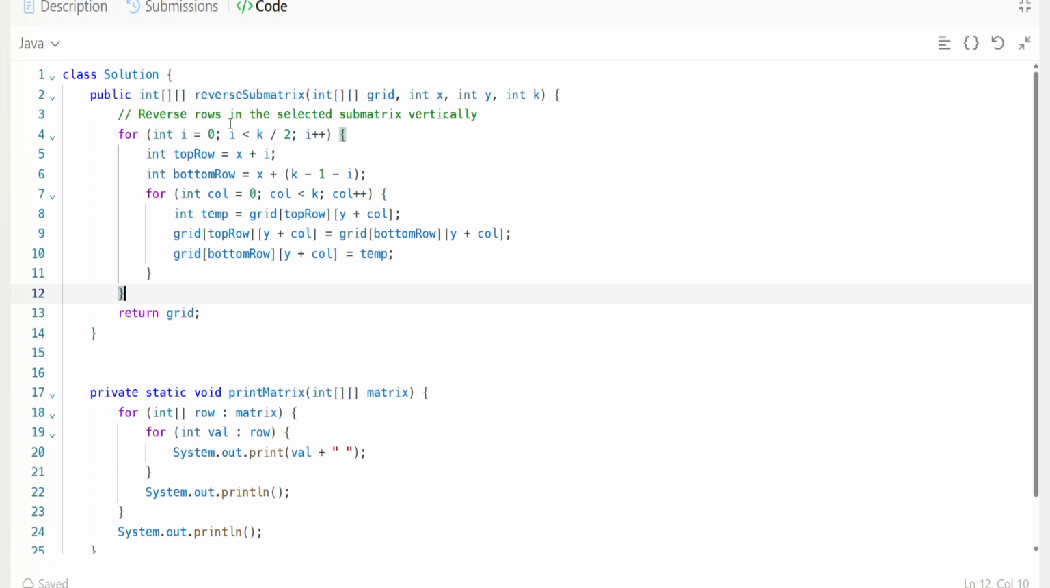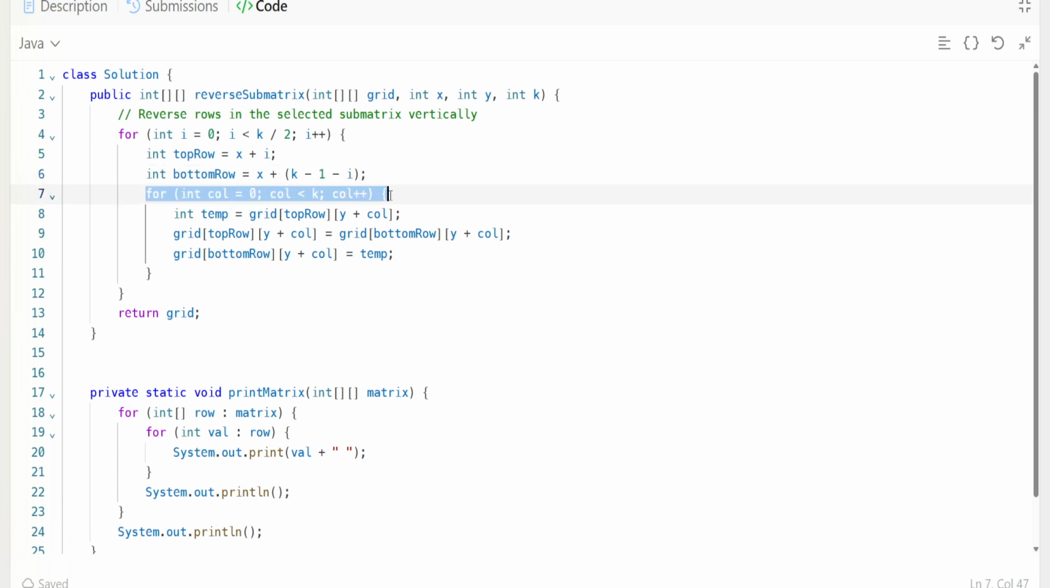So very first, what we need to do: we are given the grid, we are given x, and y, like this, right? So we have to reverse the selected submatrix, correct? Very first, think from 0 to k by 2 we will go, right? And then we'll get the top row and the bottom row. Once we have these two, we just need to do the swapping, right?